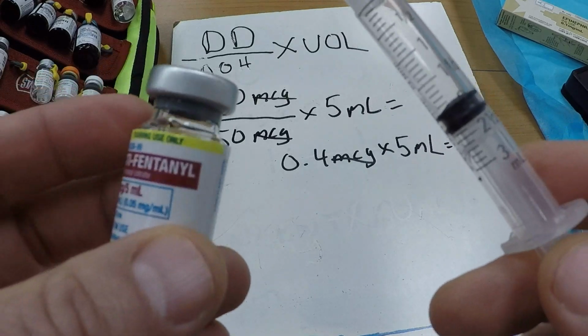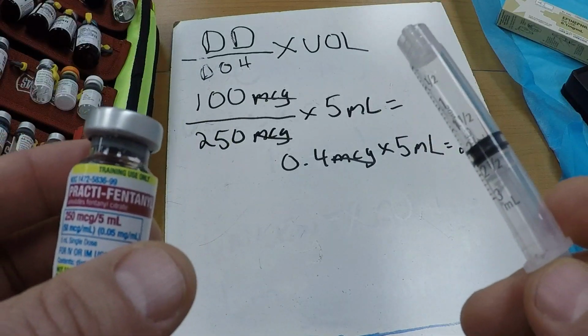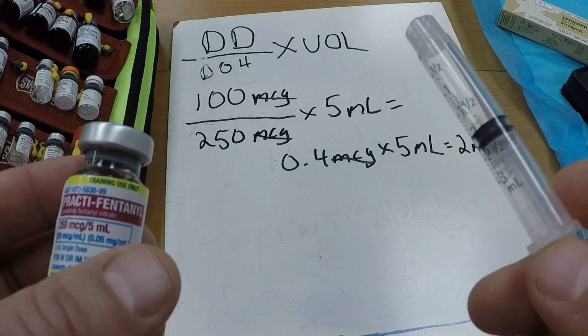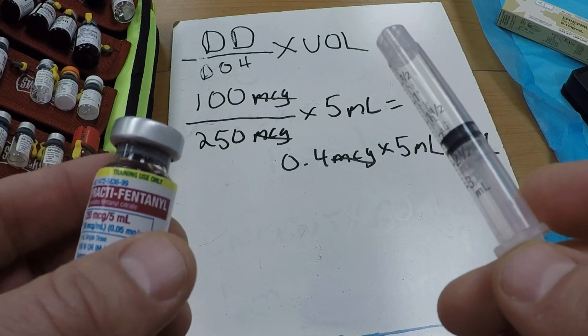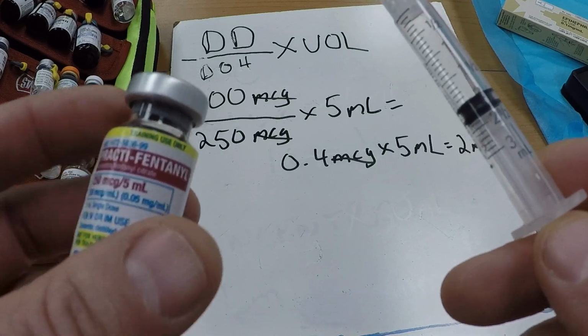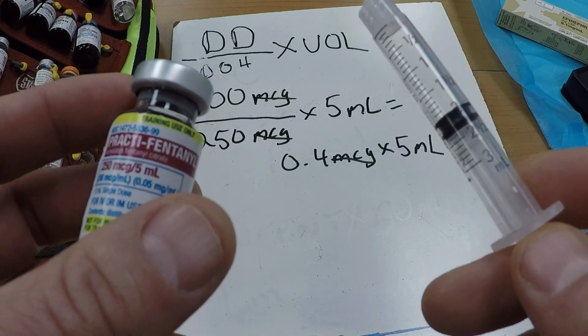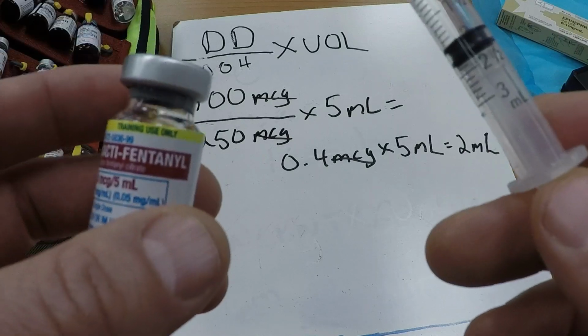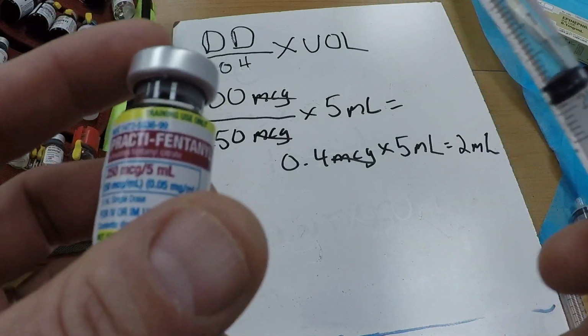We're going to do our cross-check. We're going to give 100 micrograms of fentanyl in 2 milliliters because the concentration is 250 micrograms in 5 milliliters. So you confirm that with your partner.